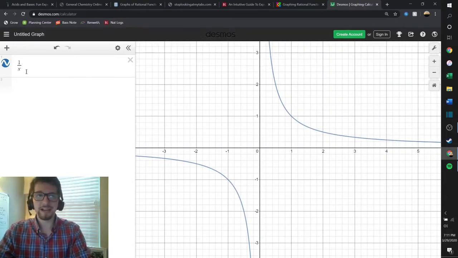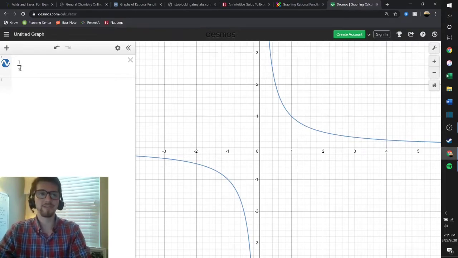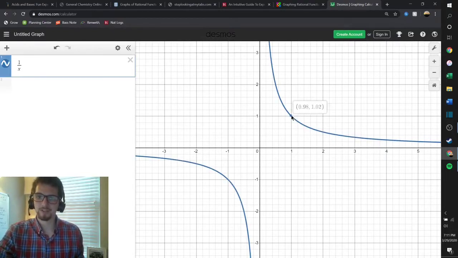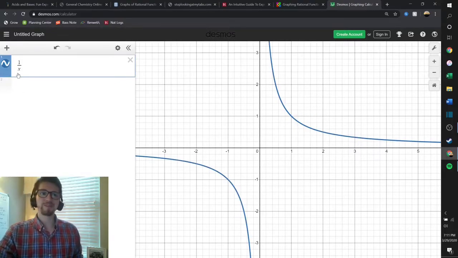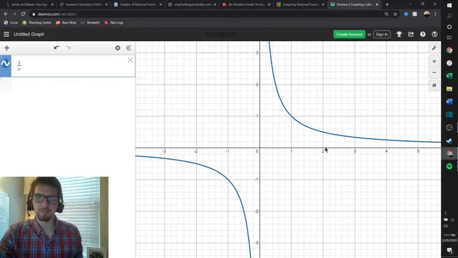So if I have 1 over x and I plug in 1 for x, 1 divided by 1, what does that give me? 1. So if I plug in 1, over 1, I'm going to go up 1. There's the point (1, 1). Fantastic. It's hard to pinpoint. What happens if I plug in 2? If I go over 2, well, now I have 1/2. So if I go over 2, I only go up 1/2.